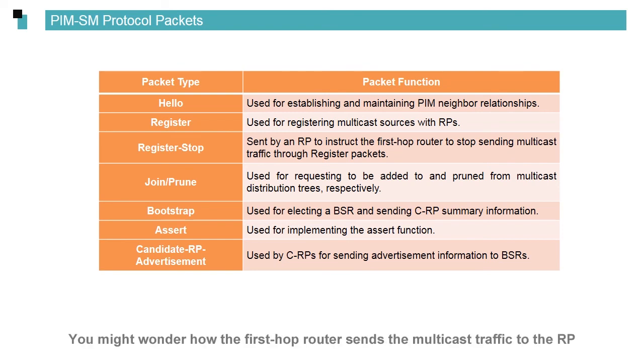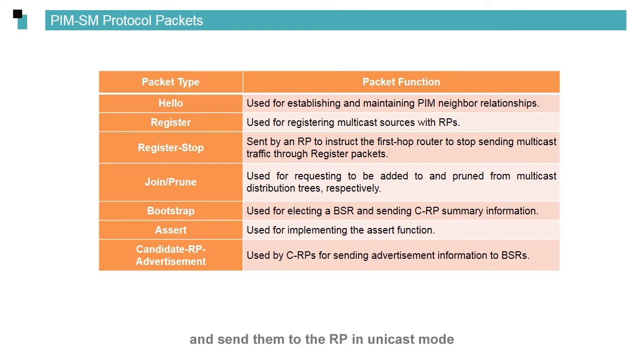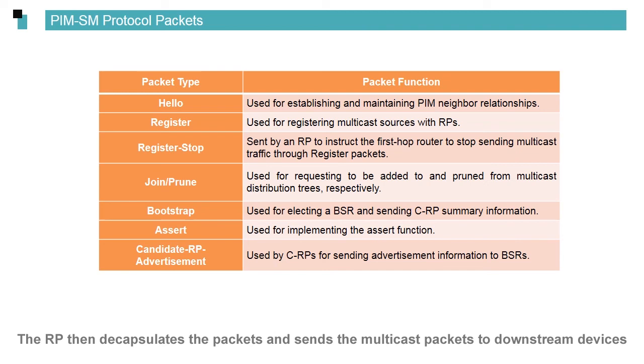You might wonder how the first hop router sends the multicast traffic to the RP. Initially, there is no multicast distribution tree on the network. The first hop router must encapsulate multicast packets in register packets and send them to the RP in unicast mode. The RP then decapsulates the packets and sends the multicast packets to downstream devices.